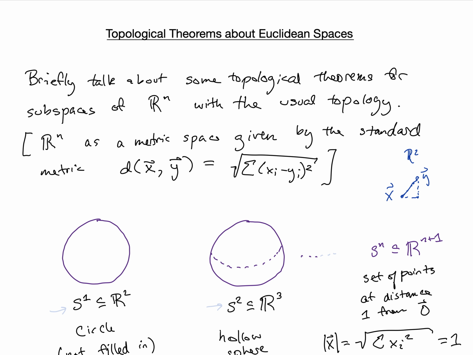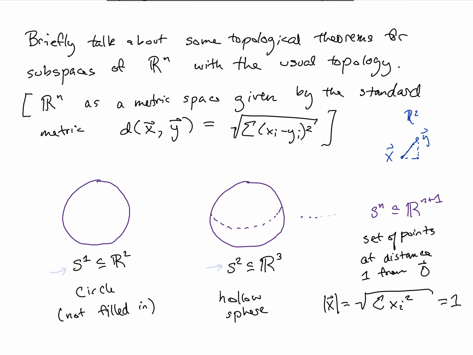So a couple of subsets, or subspaces, of Rn that we'll commonly use are S to the nth power. This is basically like a hollow sphere or circle as a subset or a subspace of R to the n plus 1. So if we're looking at S1, that's a subspace of R2, the plane. And so it's just the circle not filled in, just the circle with no interior. That's S1.